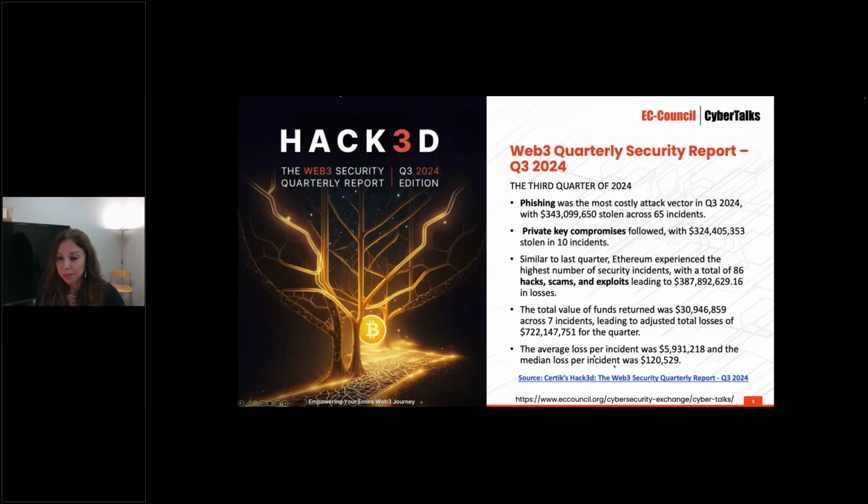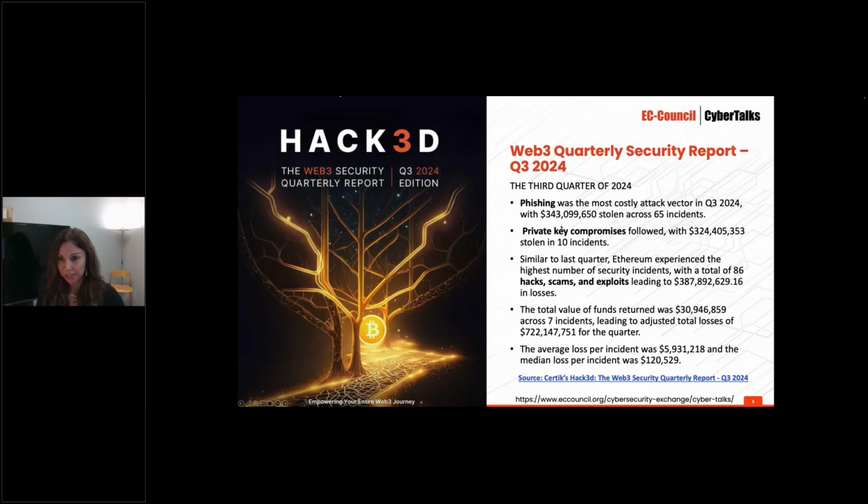Okay, so please take a look at this report. It actually helps with your understanding of the Web3 terminology and some of the specifics around these classic types of security vulnerabilities, but how they're implemented in the Web3 space.